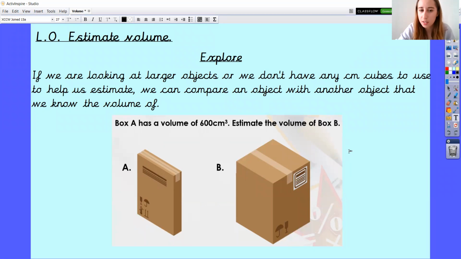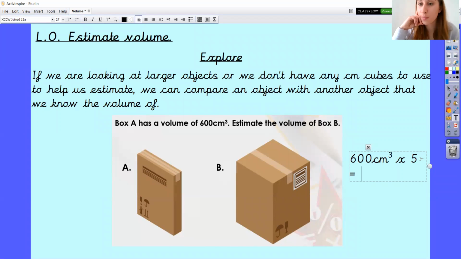So hopefully you were thinking the same thing as me. I know that box A is 600 centimetres cubed, and I know that box B is roughly 5 times the volume. I can fit roughly 5 of box A in there. So I can multiply box A by 5 to find the volume of box B.